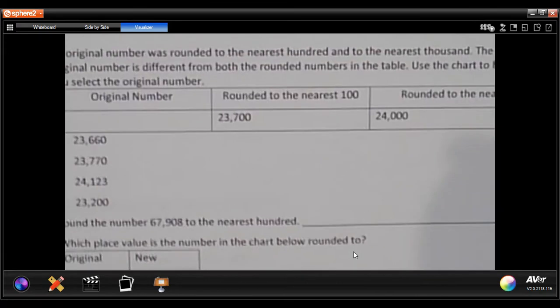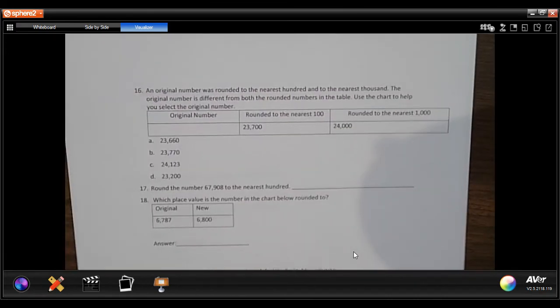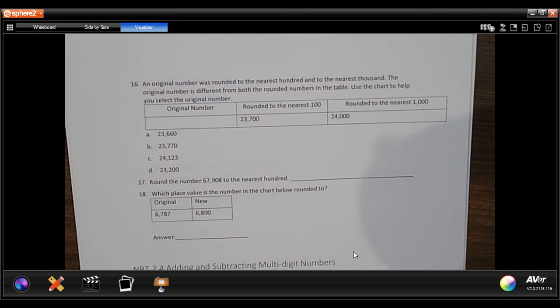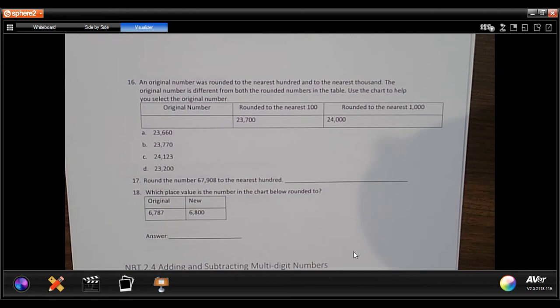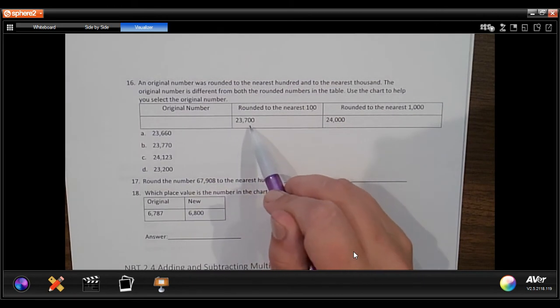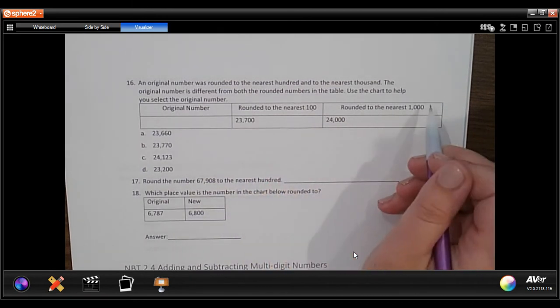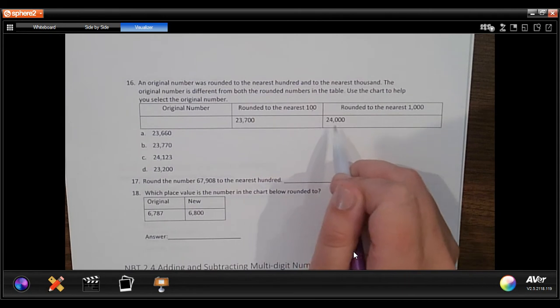Okay, we're going to work on number 16 now. An original number was rounded to the nearest hundred and the nearest thousand. The original number is different from both the rounded numbers in the table. Use the chart to help you select the original number. So I see when it's rounded to the nearest hundred, my answer is 23,700. And when it's rounded to the nearest thousand, the answer was 24,000.